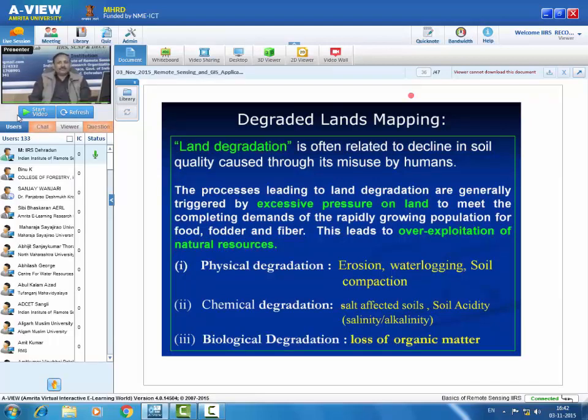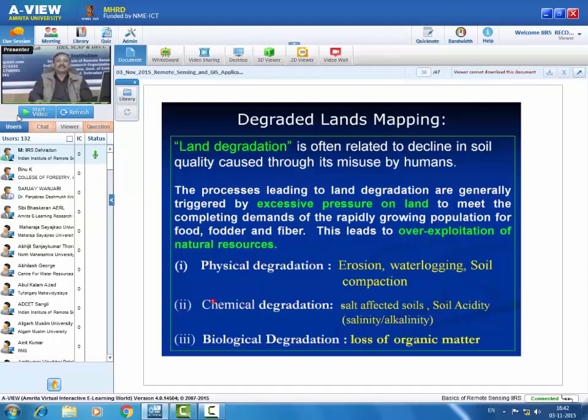After land use planning, we can also use remote sensing data for mapping degraded lands. What do we mean by degraded lands? Degraded lands are lands where you find a decline in soil quality, caused by misuse by humans. When we use land for irrigation and take extra crops, we over-exploit our natural resources, and that triggers the degradation of the land.